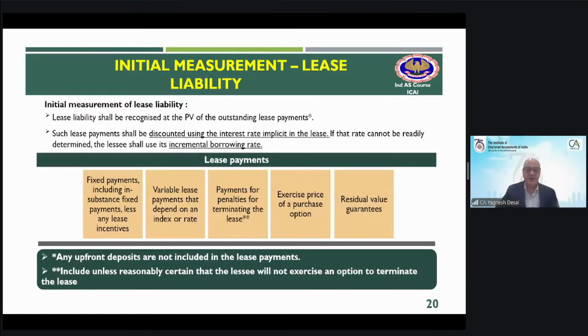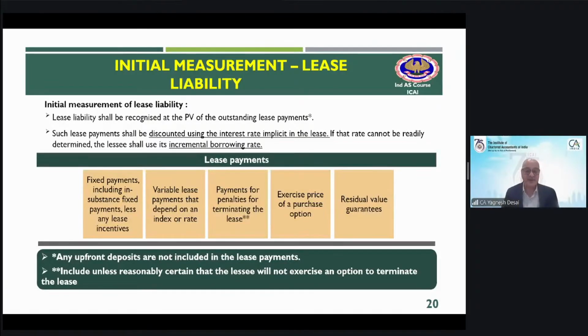So, my dear friends, it is very important for all of us to understand what the components of the lease payments are. If a payment is variable, not linked to any index or rate, don't consider it for calculating the lease payments. Rather, expense it out. It will not be capitalized. Got my point, sir?